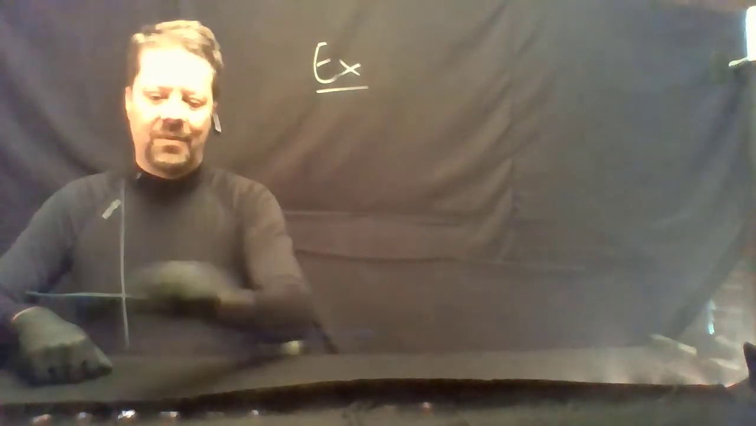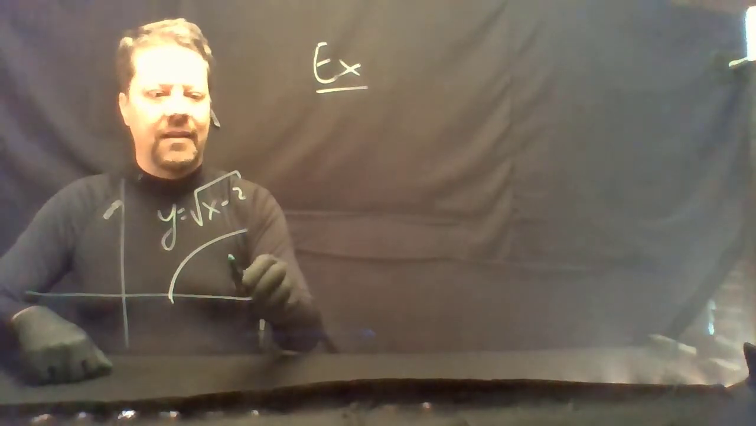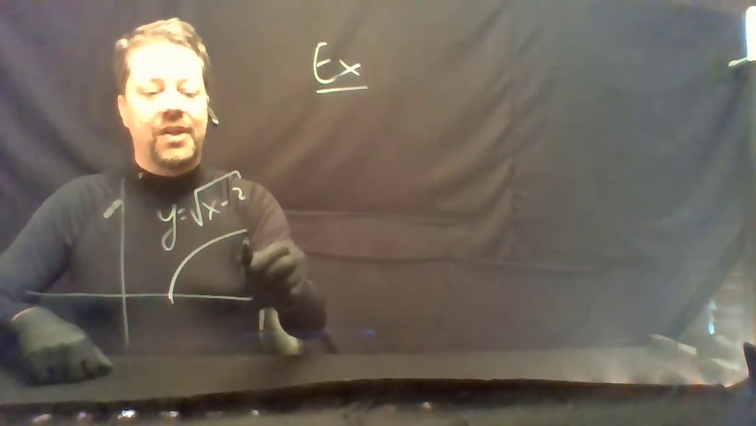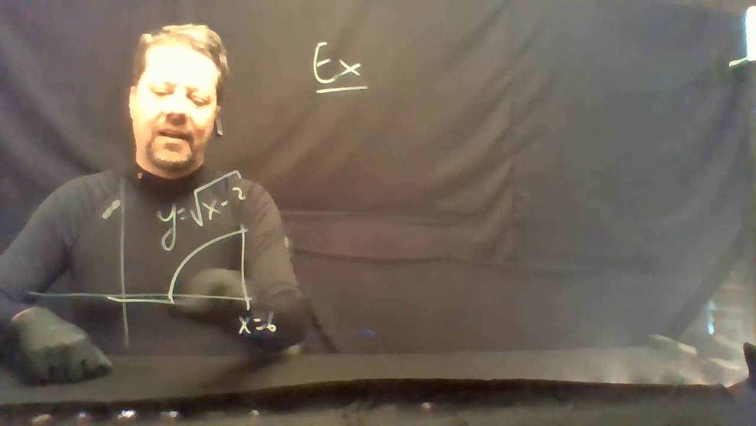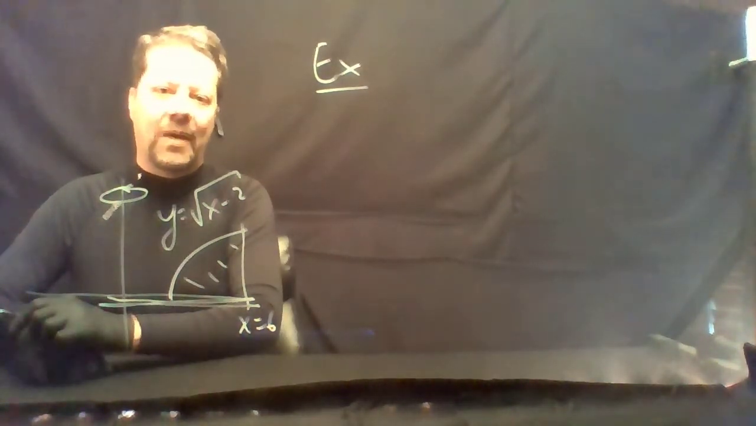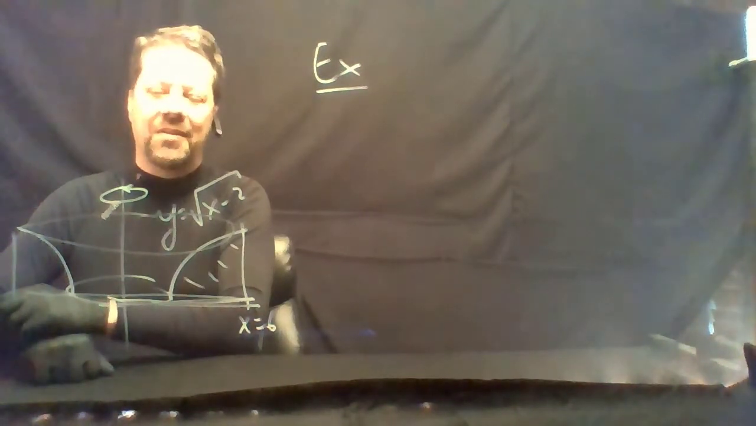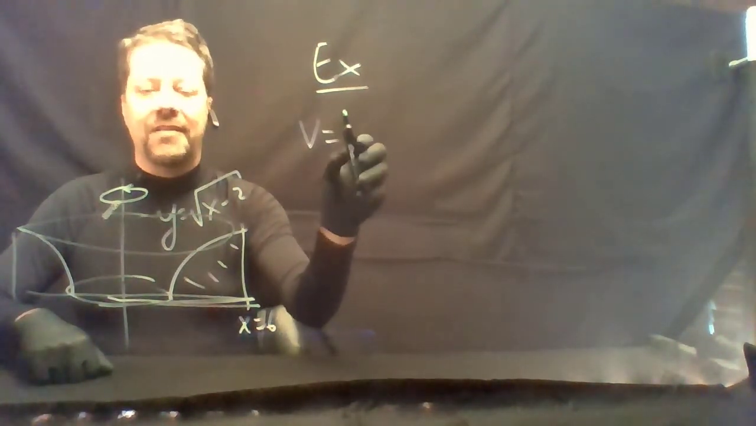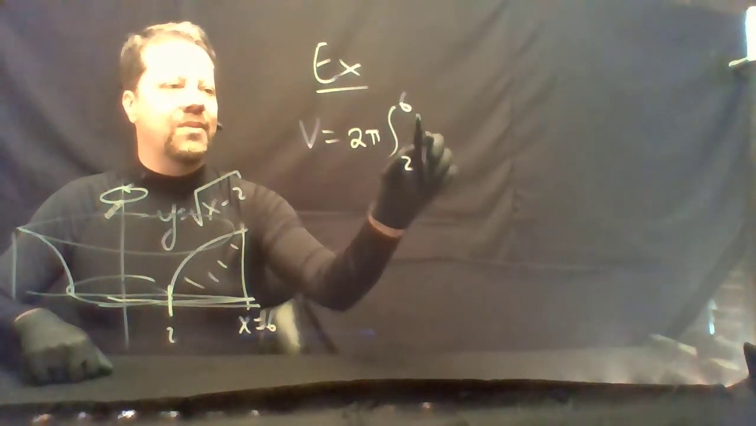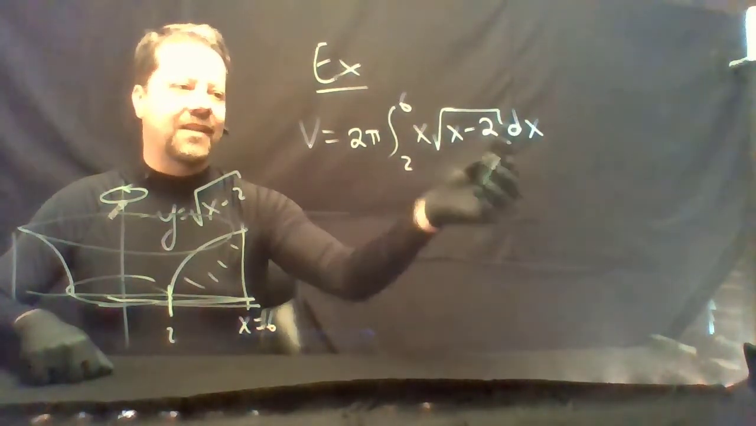On our next problem, we're going to take y equals the square root of x minus 2. That translates the square root curve 2 units to the right. We're going to chop this off at x equals 6 and by y equals 0, yielding this region that we're going to revolve around the y-axis. What is the volume? We'll use the method of cylindrical shells. 2 pi, the integral from 2 to 6, the square root of x times the square root of x minus 2 dx, x f of x dx.